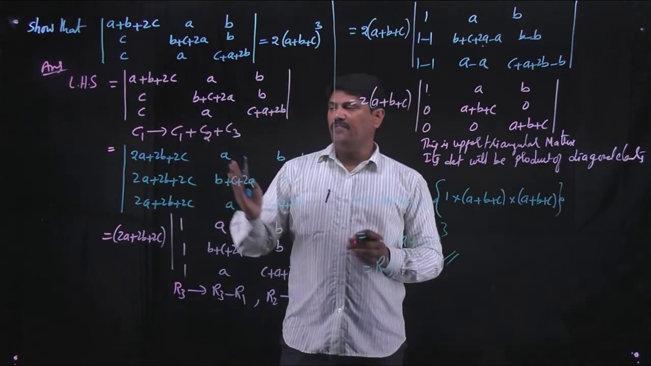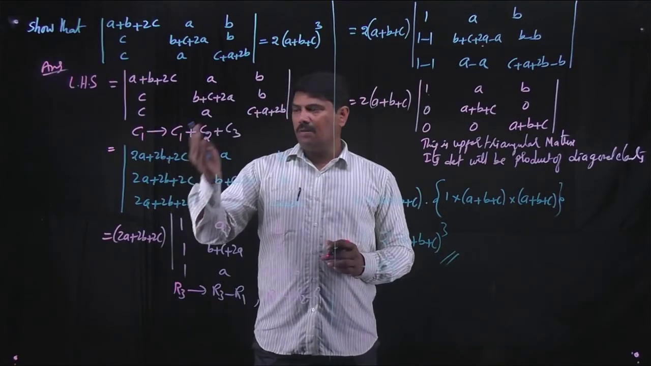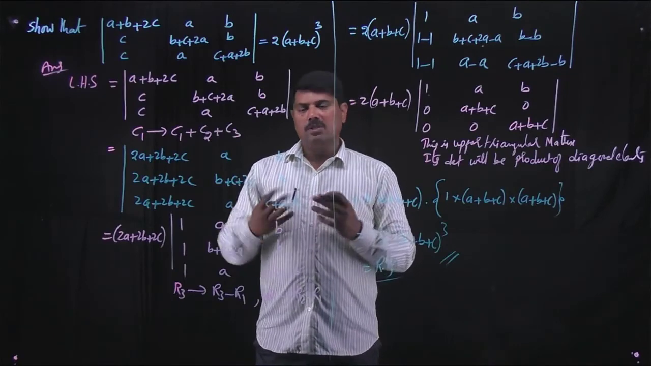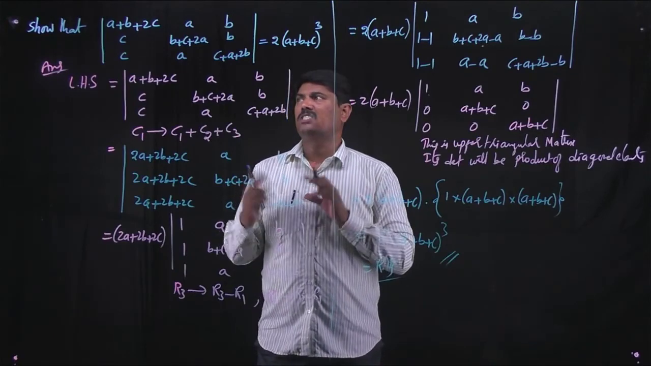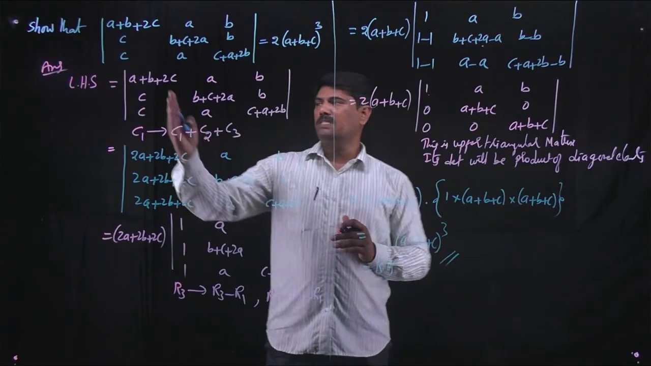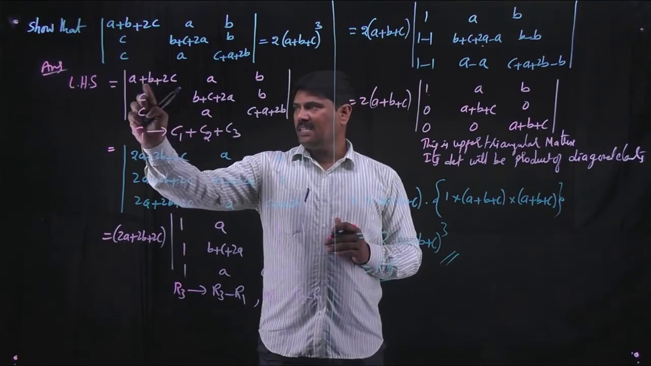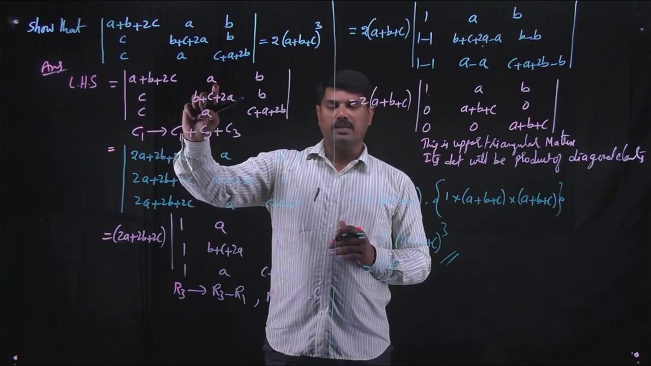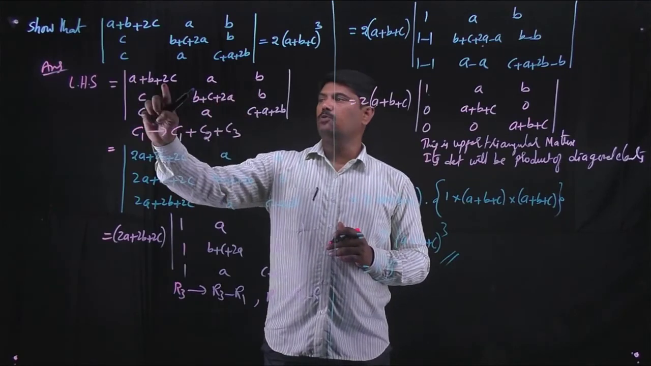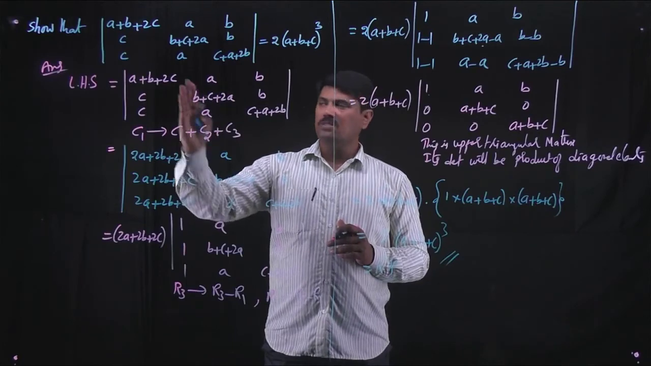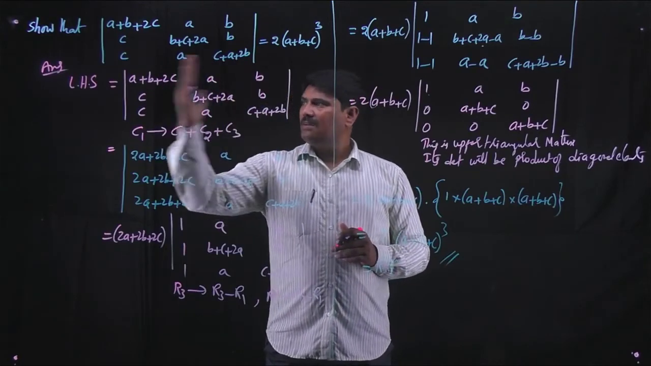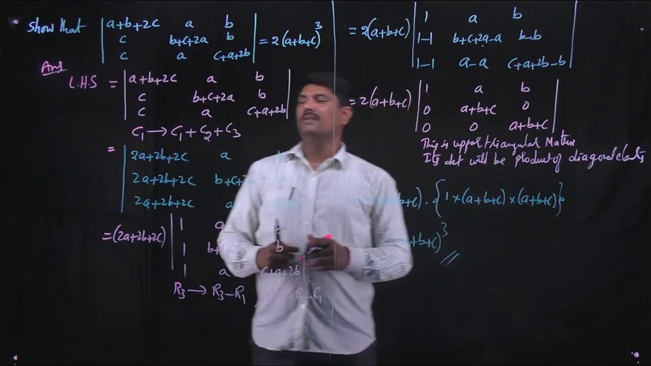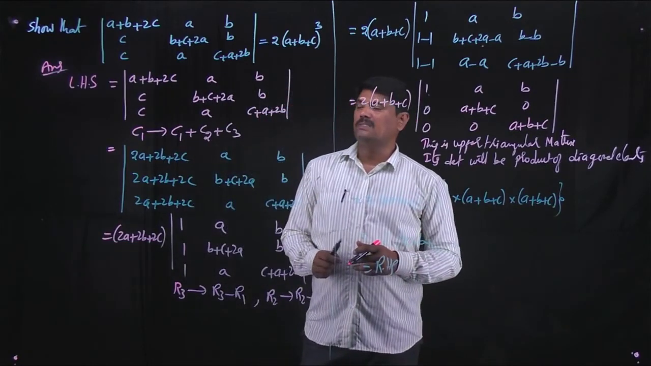Generally you may get confused whether to write R1 as R1 plus R2 plus R3 or C1 plus C2 plus C3. We have similar properties for such types of problems. Observe here, you are adding this element and this element: a plus a you get 2a, b plus b you get 2b, already 2c here. 2a plus 2b plus 2c by adding in this manner the column 1, column 2, column 3 elements. That's why you have to mention C1 implies C1 plus C2 plus C3.